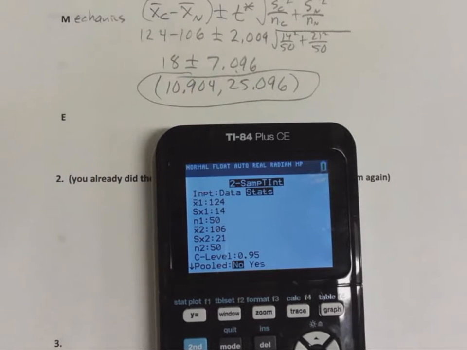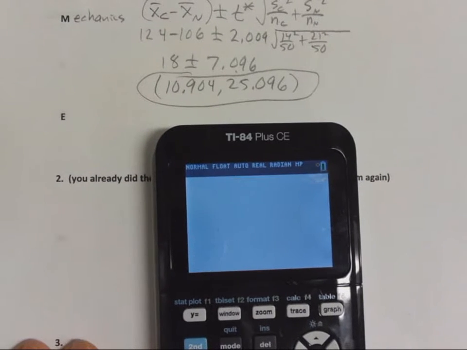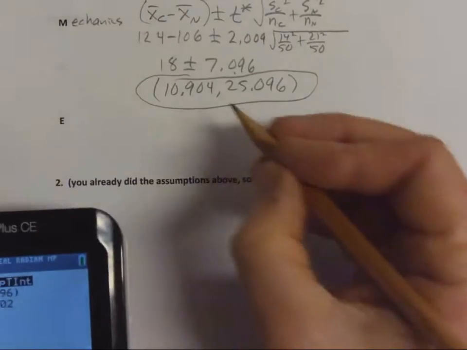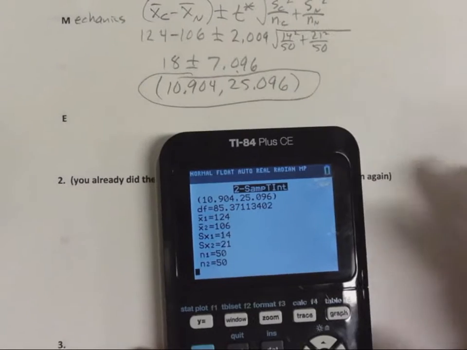We never use pooled. So always say no to pool. Whenever your calculator asks you to use pooled, you always hit no to it. Now we do that pooled p hat as a calculation in the last section, but that's a different thing. We don't do it with the calculator. So we hit calculate, and that gives us our interval right there, 10.904 to 25.096. And so that gives us that, okay?